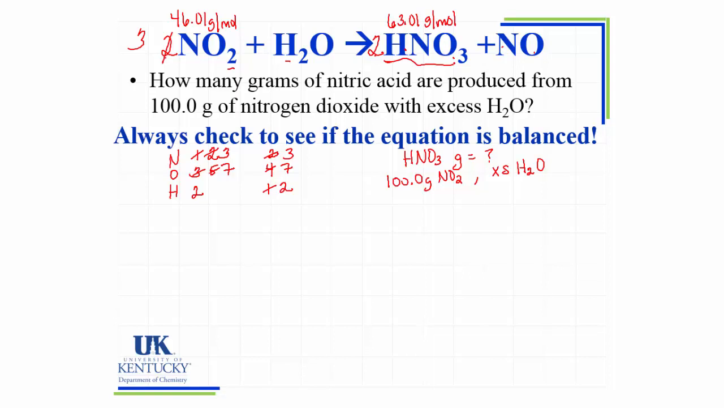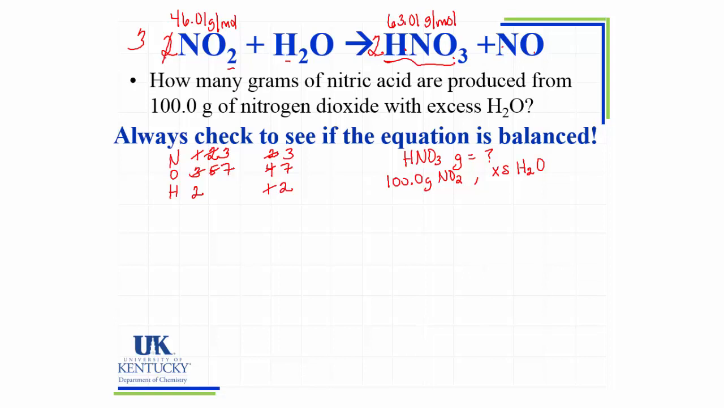Now, I look and see which of these substances will allow me to find the moles of that substance. If I look at HNO3, I don't know the mass. I only know the molar mass. So I'm not going to be able to determine the moles of HNO3, so that's not going to be my starting point.